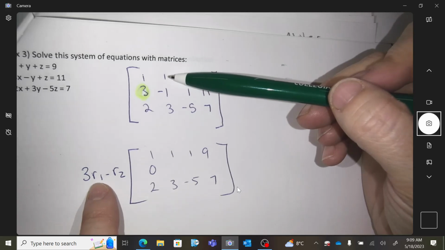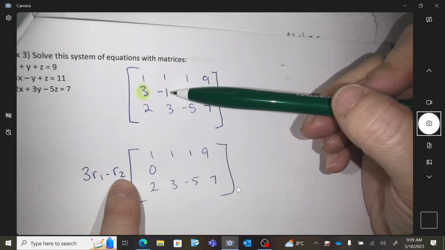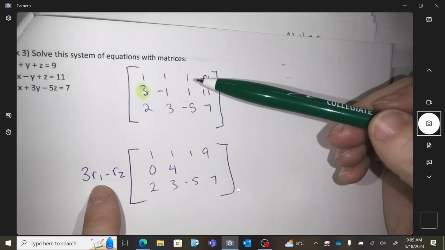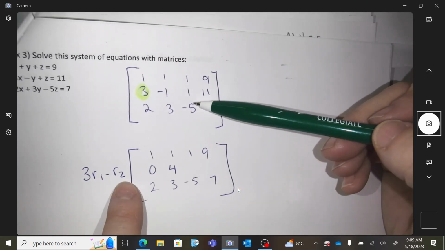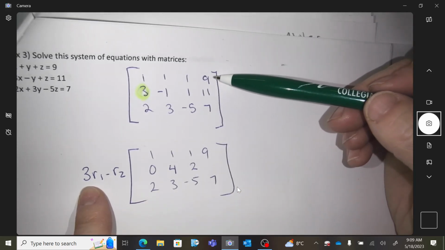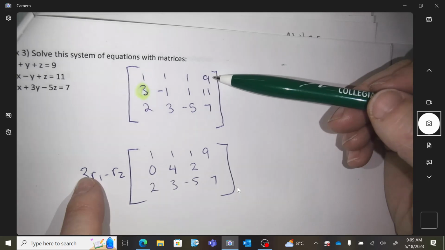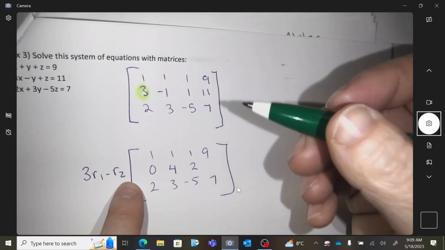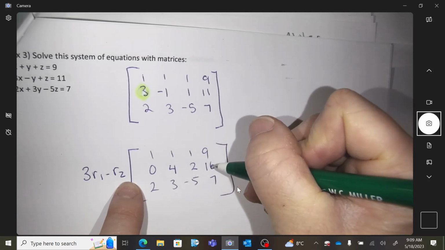Okay, here we go. 3 subtract the negative 1, so there'd be a 4 there now. 3 subtract 1 is a 2. 3 times 9, so I'm at 27 subtract 11. 16.